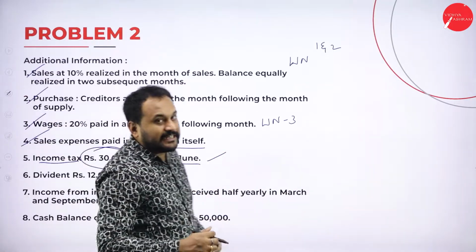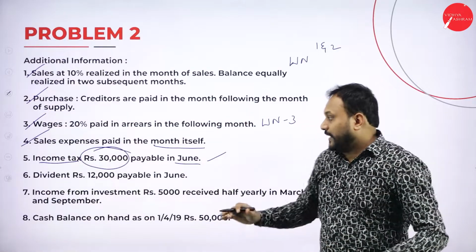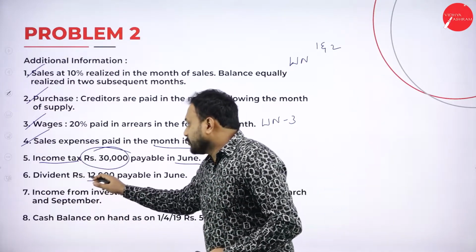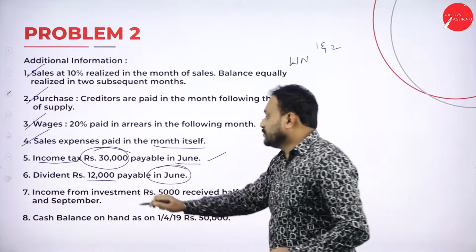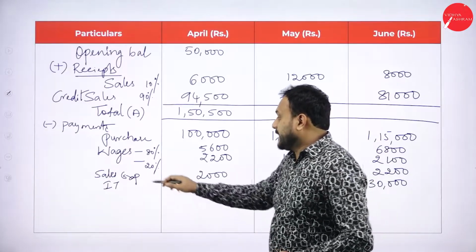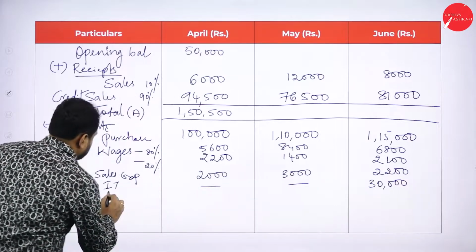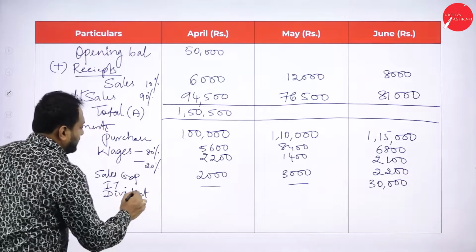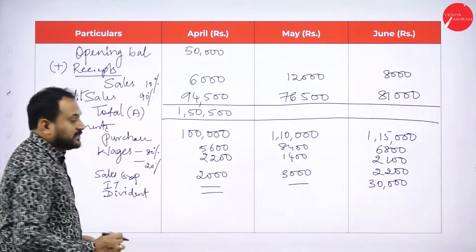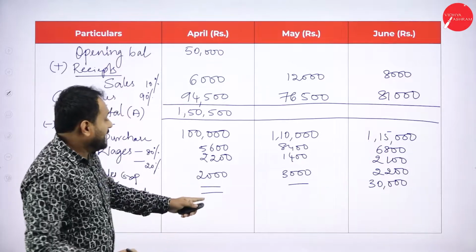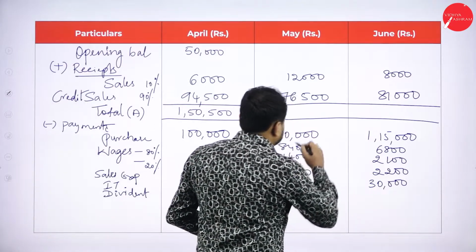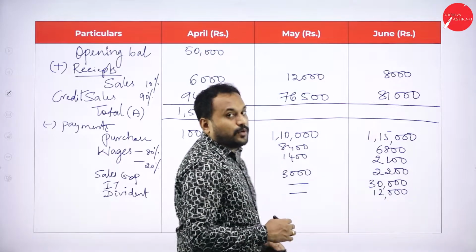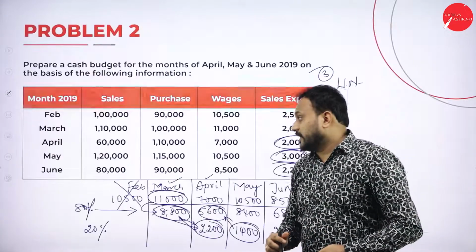Next we have dividend. Dividend rupees 12,000 payable. Again it is a payment. Dividend rupees 12,000 payable in June. So what am I supposed to do? Again I'll write the entry dividend here. We have dividend and it is how much? 12,000 in the month of June. So April is nil, May is nil. Here it is 12,000. So I have taken dividend also.